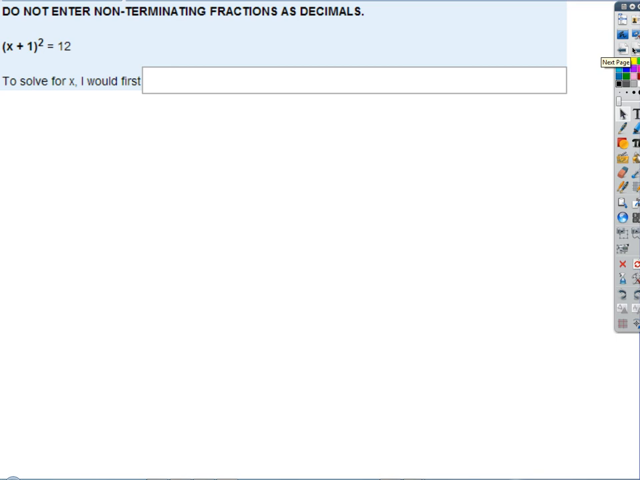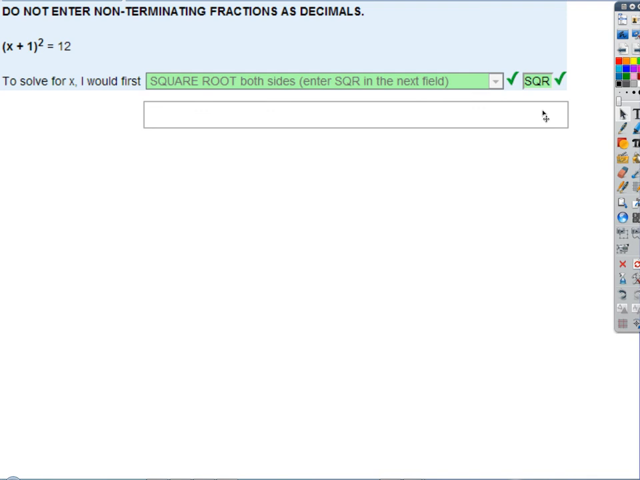What about this one? Square root. Okay, good. Isolating x, I take the square root of both sides.